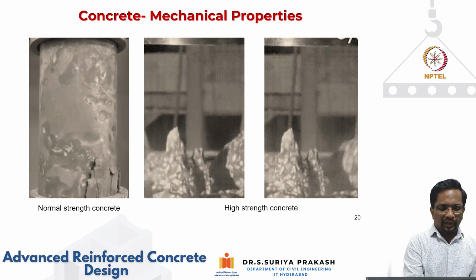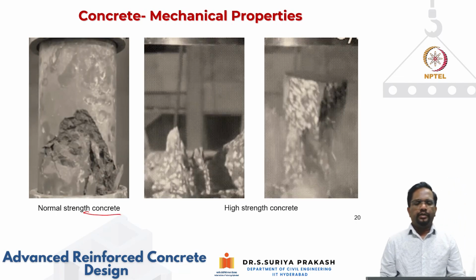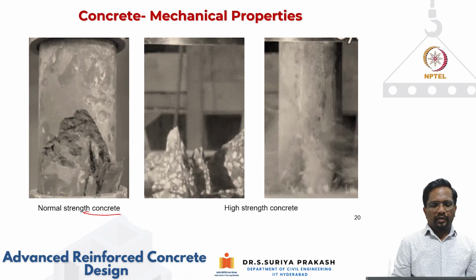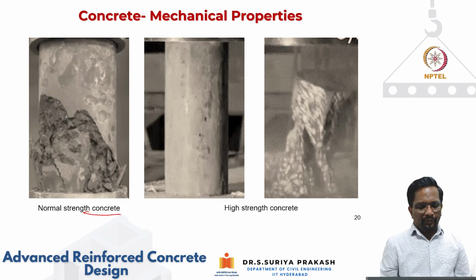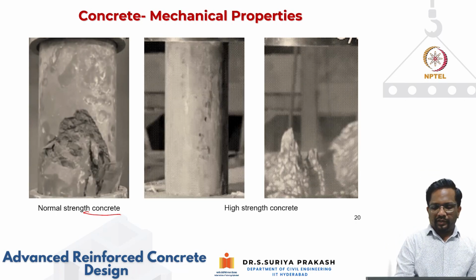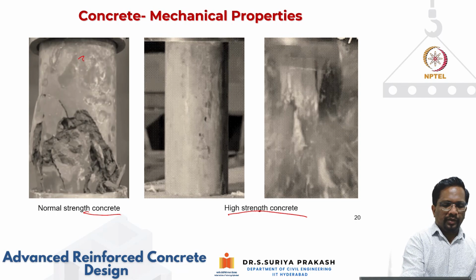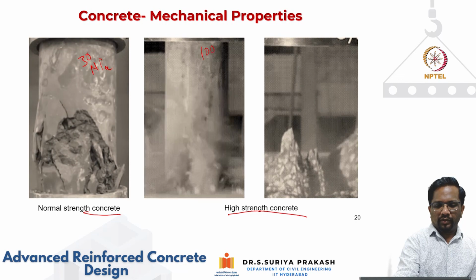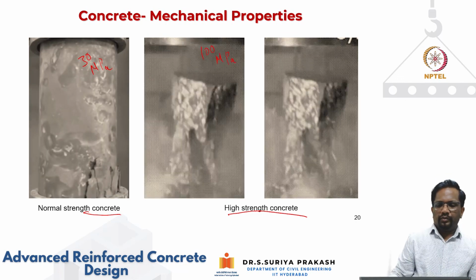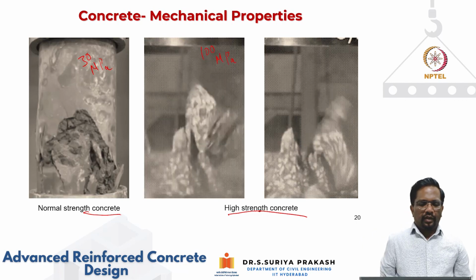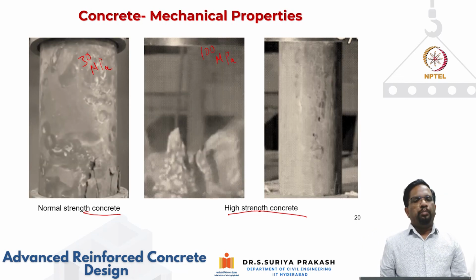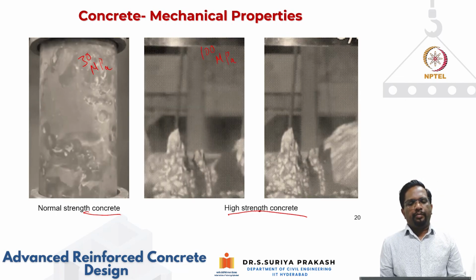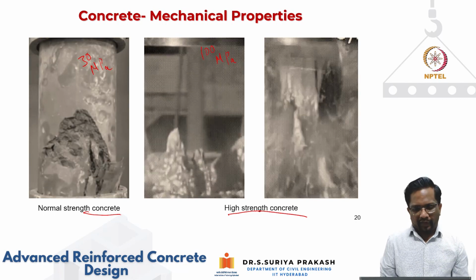What you see here, the left one is a normal strength concrete, and you can see that for normal strength concrete, the failure progression is gradual. And if you see high strength concrete, this is about 30 megapascal concrete which was tested, and this is about 100 megapascal concrete. What happens in 100 megapascal concrete is that you can see a complete disintegration and complete crushing, and it is happening in a very rapid fashion.